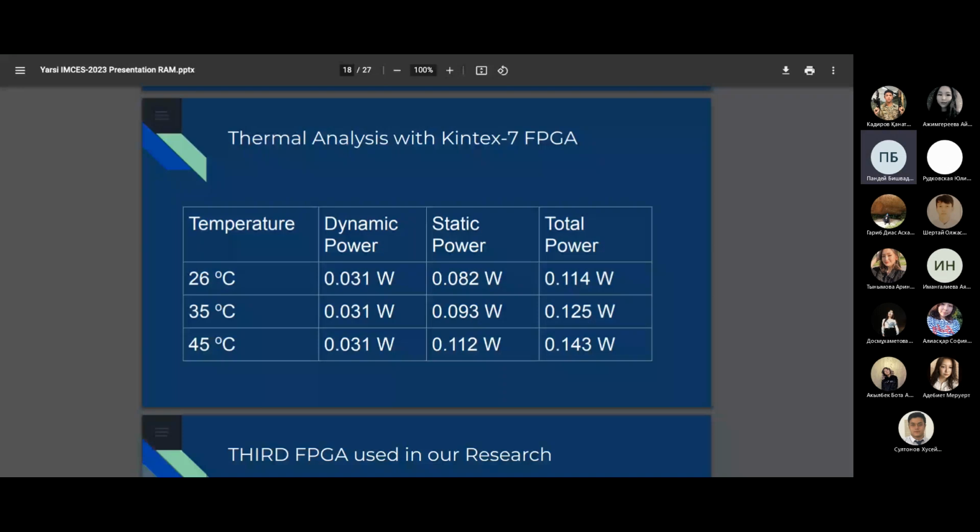45 degrees Celsius. Dynamic power 0.031 watt. Static power 0.112 watt. Total power 0.143 watt.